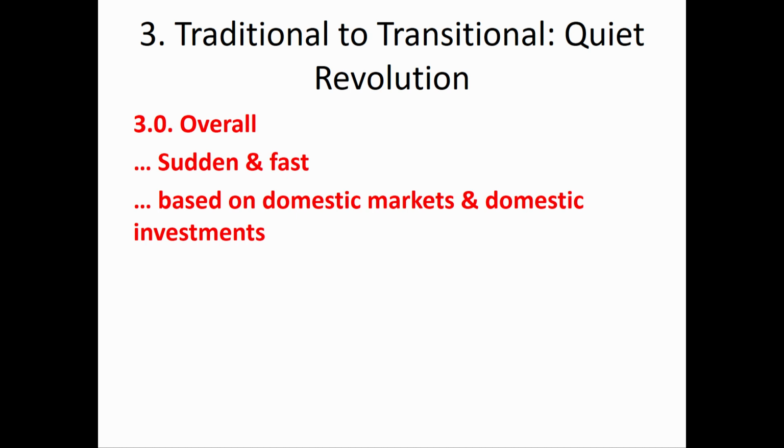So the traditional to transitional change we call the quiet revolution, not because it's not important or it doesn't exist or it's missing, it's because in the debate on food systems, there's been much less treatment of this angle, which is basically the rise of the small and medium enterprises as a major force. And what we've identified is that overall, this has been a very sudden, fast, abrupt revolution, just like the modern one, but that it's been focused on domestic markets and domestic investments.